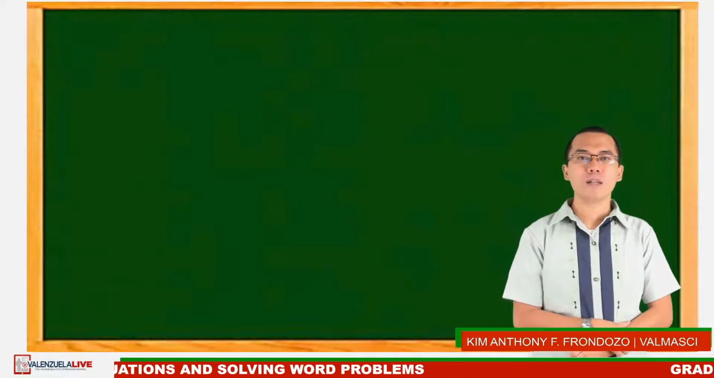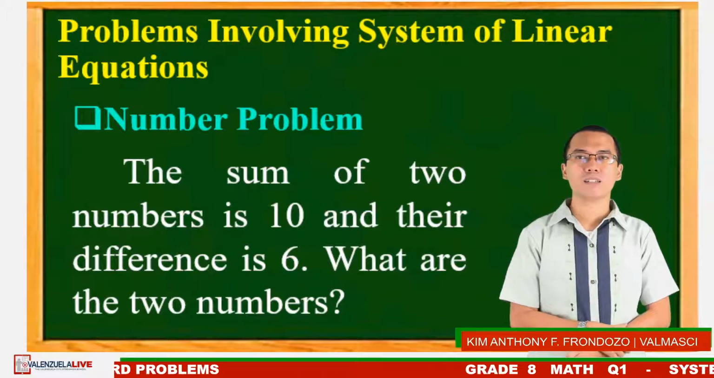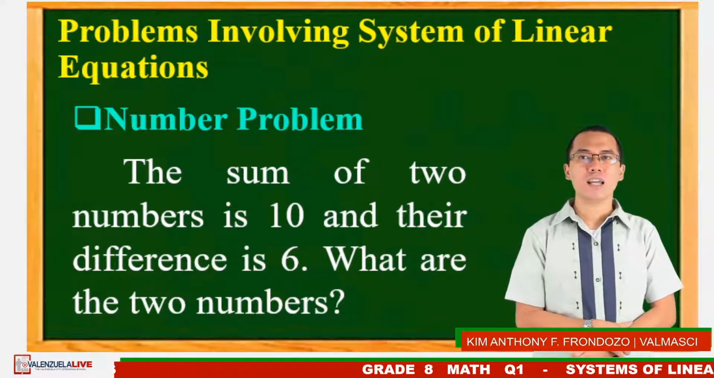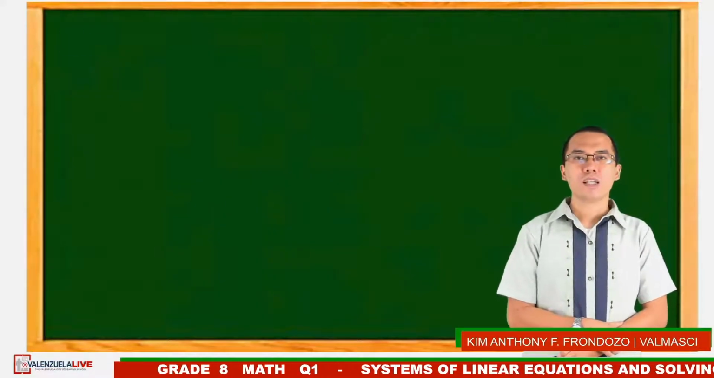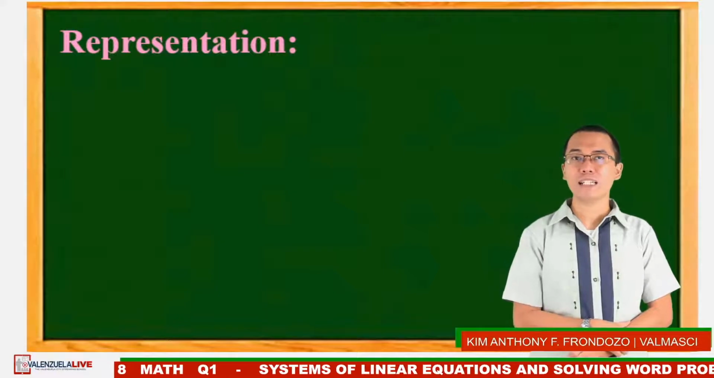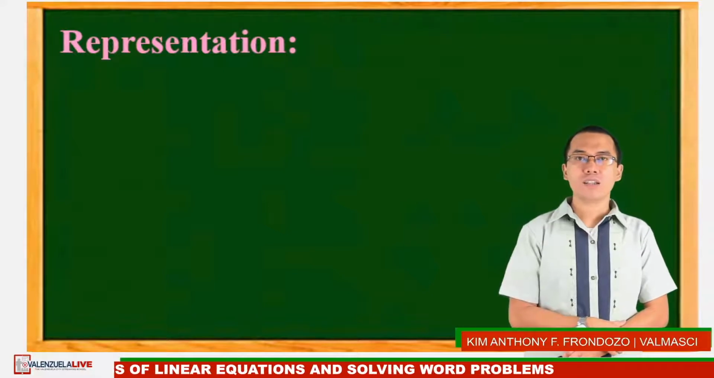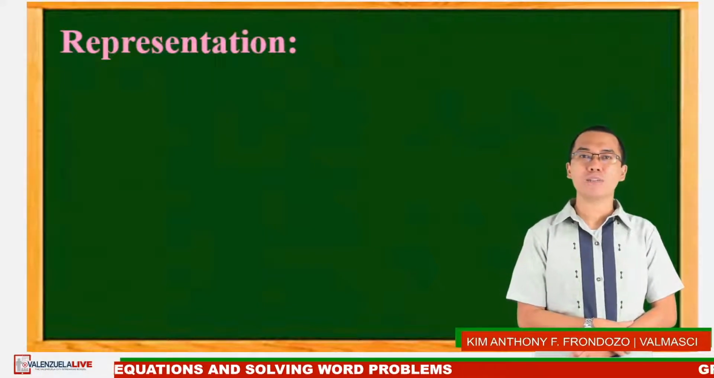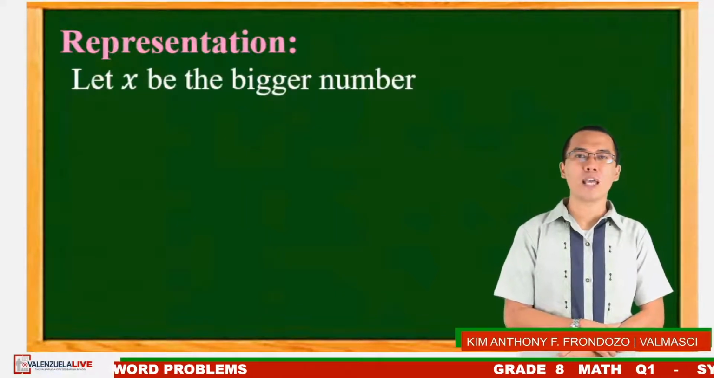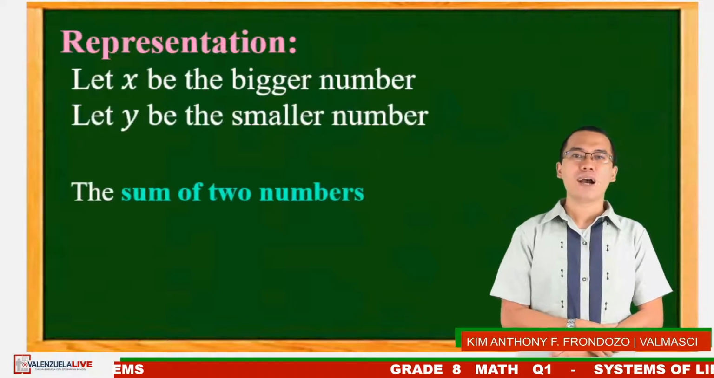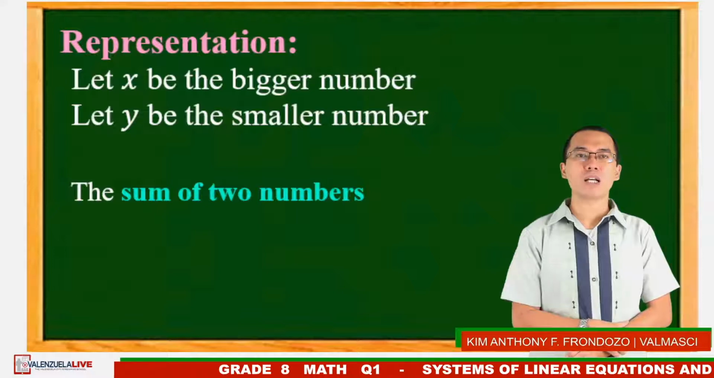For example, a number problem. We'll have the given problem: the sum of two numbers is 10 and their difference is 6. What are the two numbers? In solving word problems, we need to read, analyze, and understand the problem. After we understand the given problem, we will have the representation. We let x be the bigger number and let y be the smaller number.